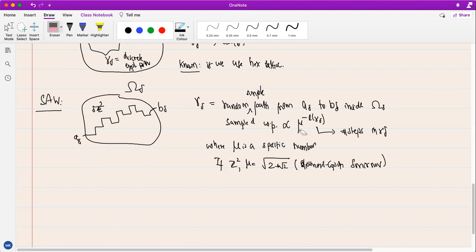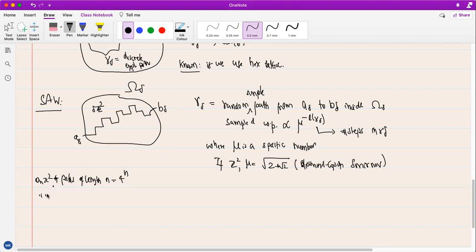So this is the exact analog, but instead of 4, it is a number mu. The 4 comes there because in Z2, the number of paths of length n is 4 to the power n. Each time you can take one of 4 steps.